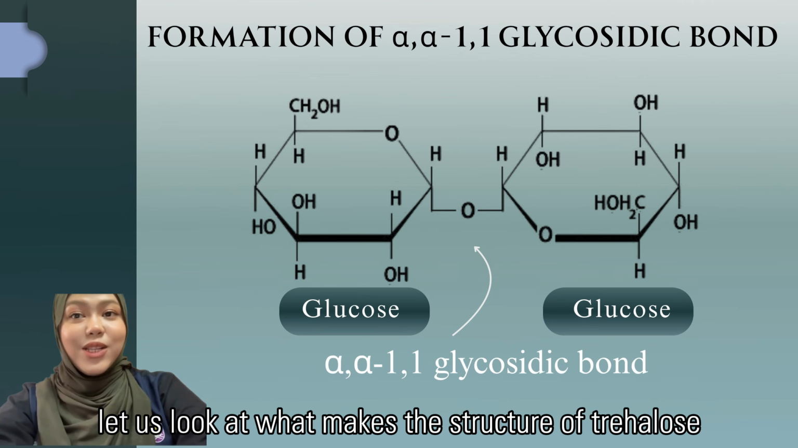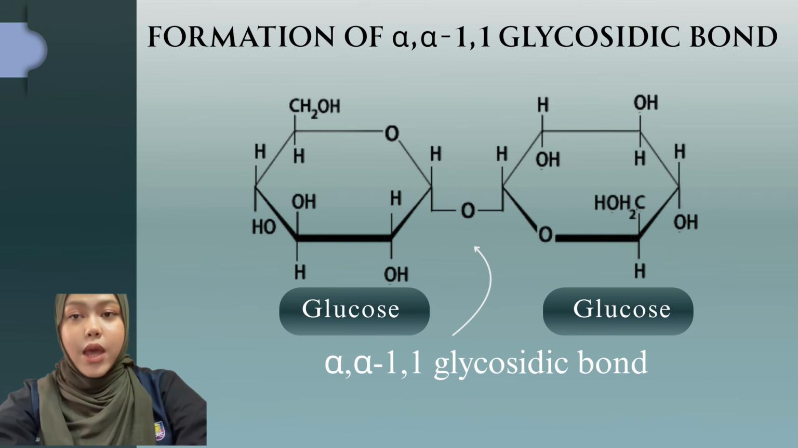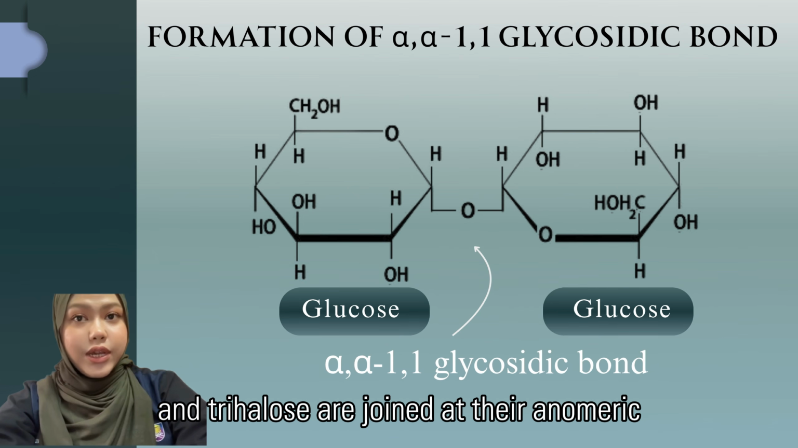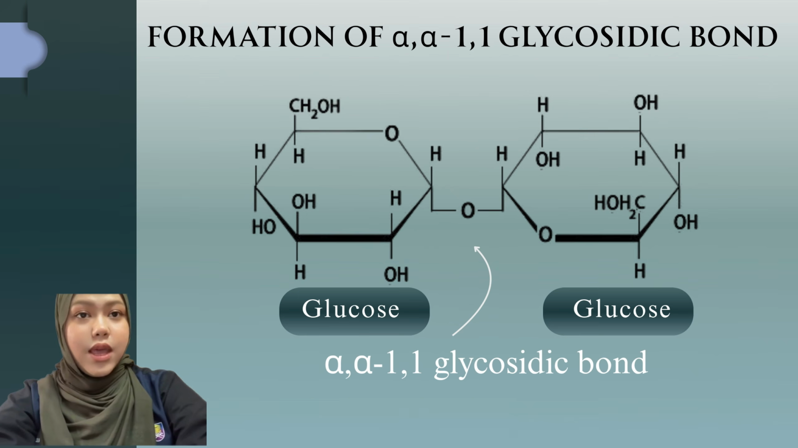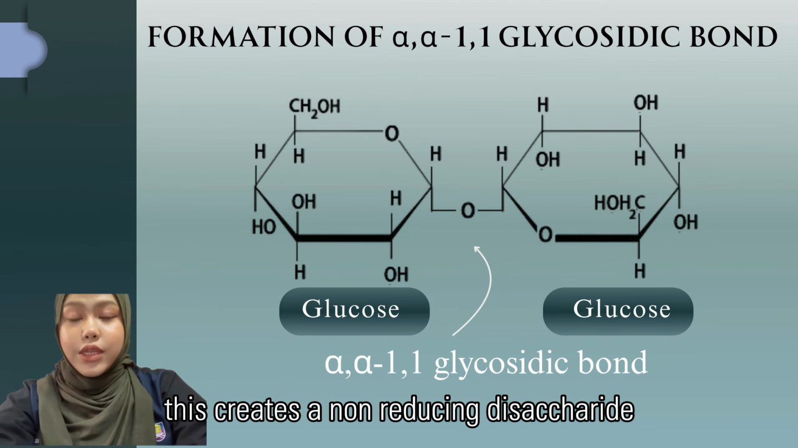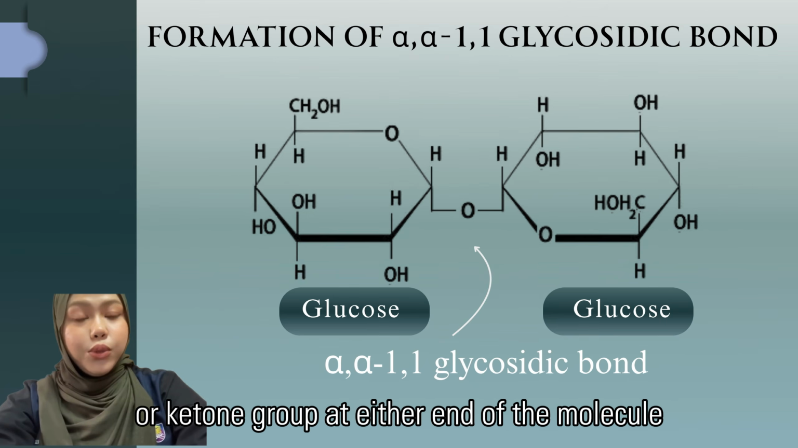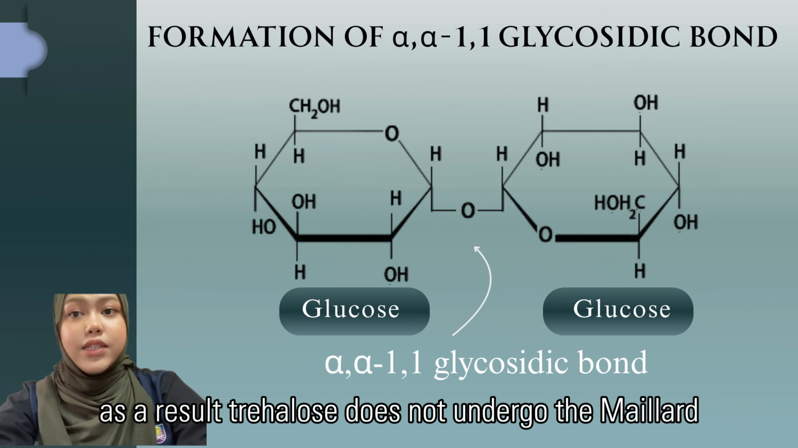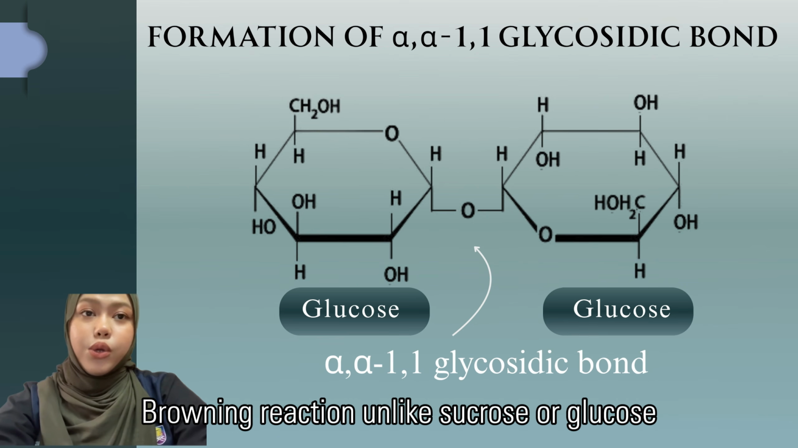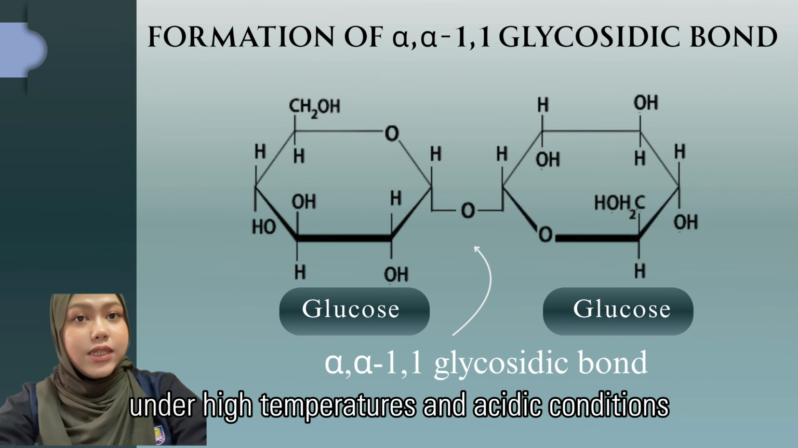So now let us look at what makes the structure of trehalose so chemically special, and that is an alpha-alpha-1,1 glycosidic bond. Both glucose units in trehalose are joined at their anomeric carbon 1 positions, both in the alpha configuration, forming an alpha-alpha-1,1 linkage. This creates a non-reducing disaccharide, meaning there is no free aldehyde or ketone group at either end of the molecule. As a result, trehalose does not undergo the Maillard browning reaction, unlike sucrose or glucose. It also shows exceptional chemical stability under high temperatures and acidic conditions.